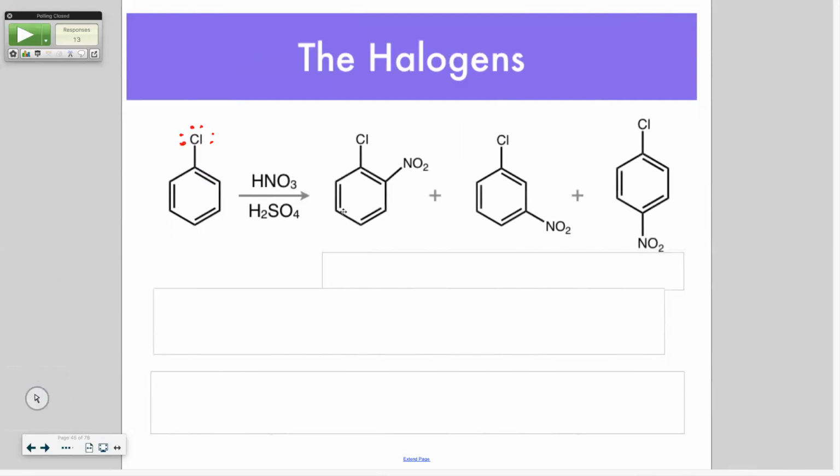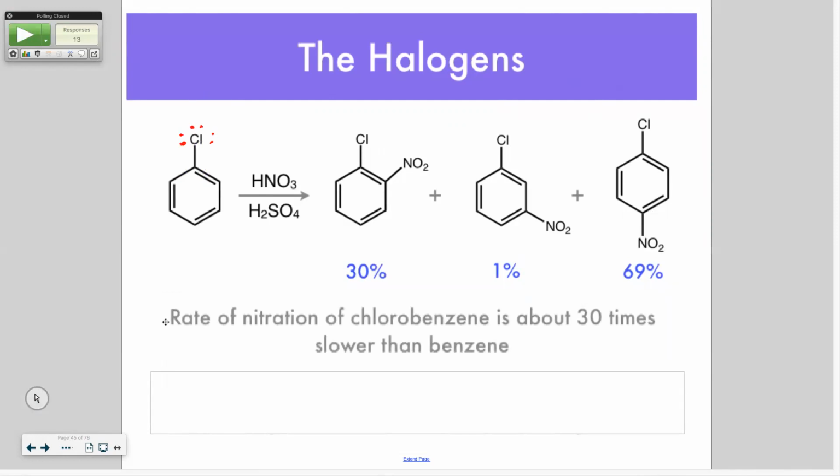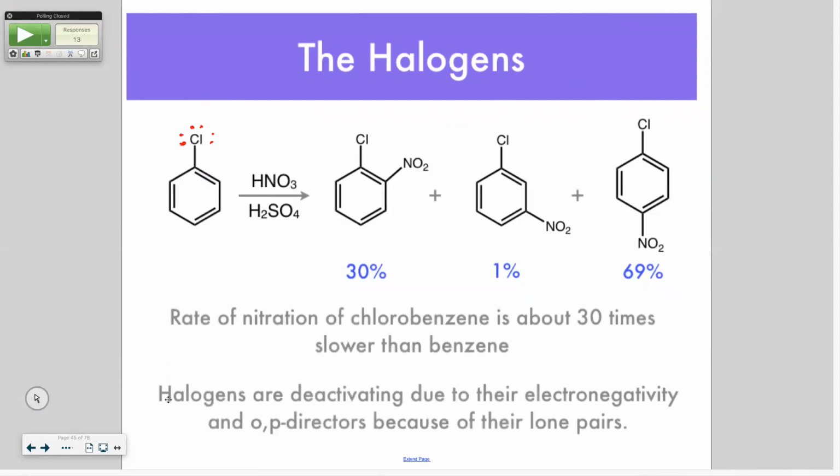Okay, here are your three possibilities. Guess who wins? Ortho and para win, but chlorine is withdrawing electron density. The halogens are the ones that are kind of in the middle. They're the ones that wreak havoc with your brain. The rate of nitration of chlorobenzene is about 30 times slower than benzene. But the halogens are deactivating due to their electronegativity and ortho-para directors because of their lone pairs.